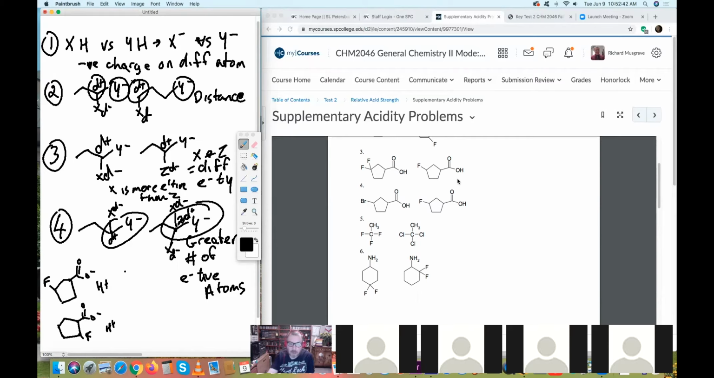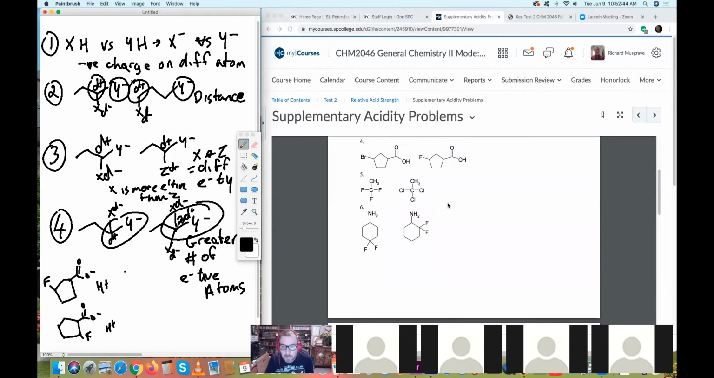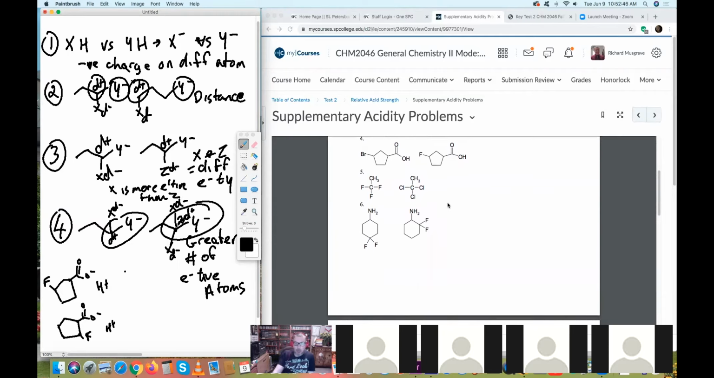All right, what about number 4? What scenario are we looking at for that one? It's not distance because you can see they're in the same location. It's not the different numbers, and you can see it's going to be O negative and O negative, so that only leaves one possible scenario, which would be scenario 3. Is everybody okay with that? A different electronegative atom located at the same point. Okay.